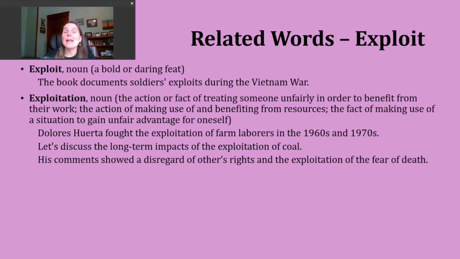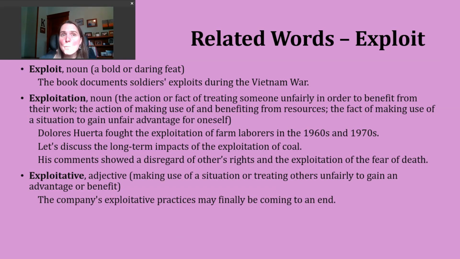Third way to use the noun exploitation is to refer to the fact of making use of some kind of situation to gain an unfair advantage for oneself. An example of this might be, his comments showed a disregard of others' rights and the exploitation of the fear of death. So here, someone maybe has over-exaggerated or just talked about it so much so that's all someone could think of, and they've used that fear to gain some kind of unfair advantage.